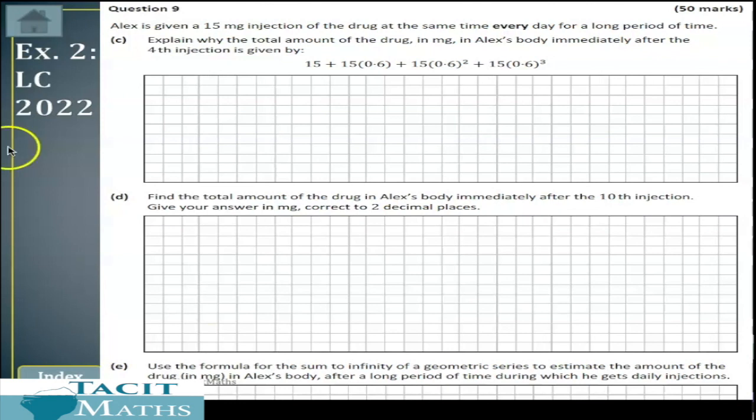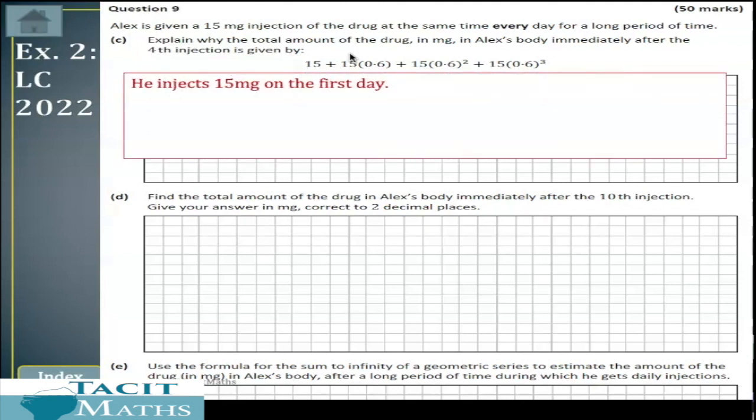Now, this Part C then was interesting, because it was an explanation you were needed to give. You're asked to explain how, after the 4th injection, so on day 4, the amount of drug in his body is represented by this expression. So how is that the case? How do you explain that? There are 2 ways you can do it, and it was actually very easy to pick up marks in this, to get 5 out of 5.